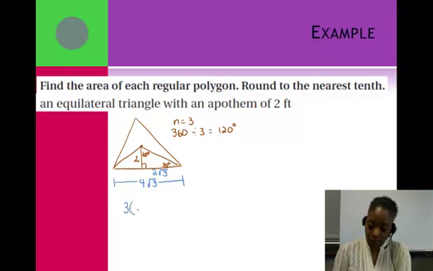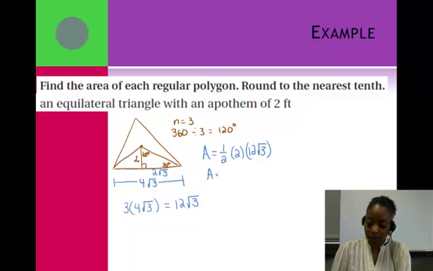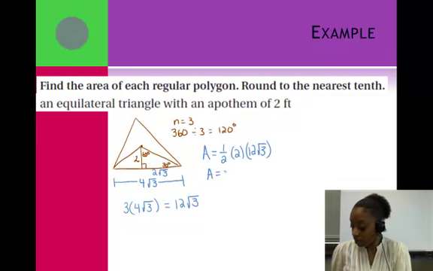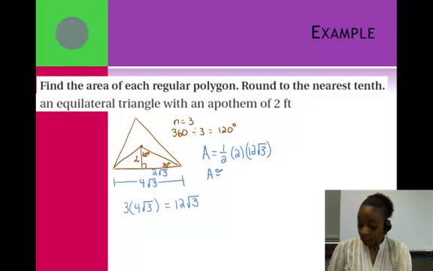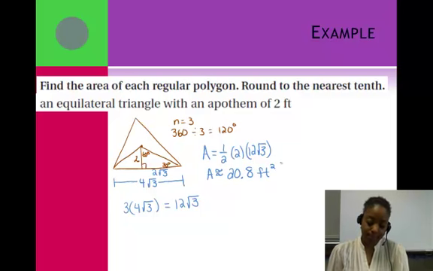And if that's 4 root 3 and it has 3 sides, we would have 3 times 4 root 3 for our perimeter, which is 12 root 3. Now we can find our area because we know the apothem. It's 1/2 of the apothem, which is 2, times the perimeter, which is 12 root 3. And that's going to give us, let's see here, approximately, it says round to the nearest tenth, so it would be 20.8 square feet. And that would be it for the area of that regular polygon.